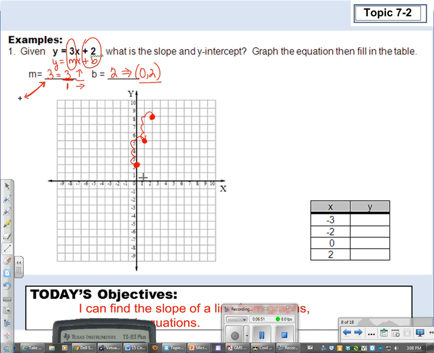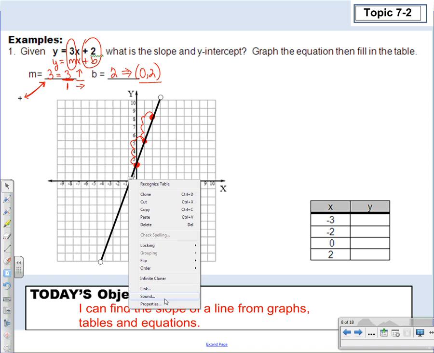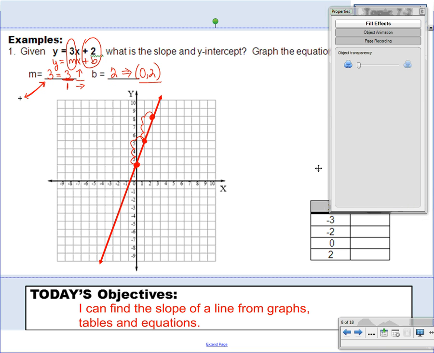If you don't have a straight edge, I suggest using your ID, placing it on there, and then drawing a line. When you draw your line, draw it all the way through the graph. Mine's a little iffy, but I can always change it. You want to make sure you're going through all 3 points. And then you also want to make sure that you are putting arrows on the end because we are talking about lines, and lines go on forever and ever. So we do want arrows on the end. So you've drawn your line throughout the entire graph.